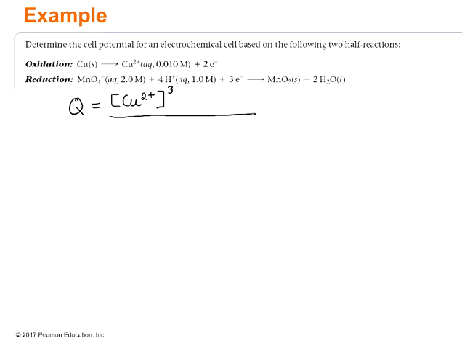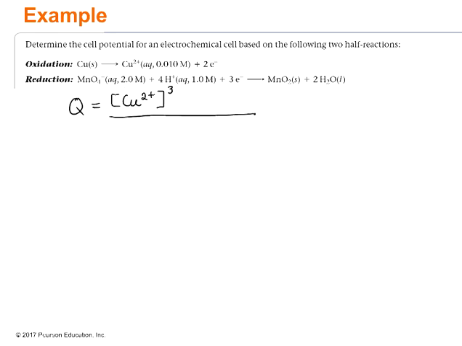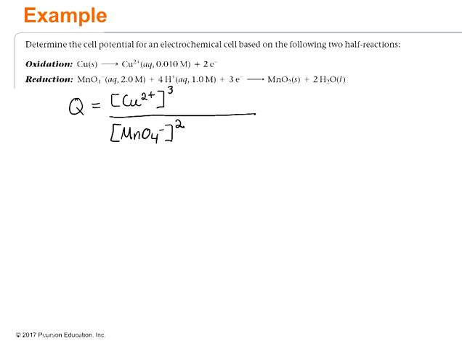And now let's go back and look at our reactants. So we have 3 copper atoms, but those are a solid, so we won't include those. And then we have 2 permanganate ions, which are aqueous. So let's write those out. And that will be squared because there were 2 of those. And then we also have 8 hydrogen ions, which are aqueous. So let's include those as well. Ooh, we have to raise that to the 8th. That'll be interesting. All right, so now let's plug in the concentrations for each.